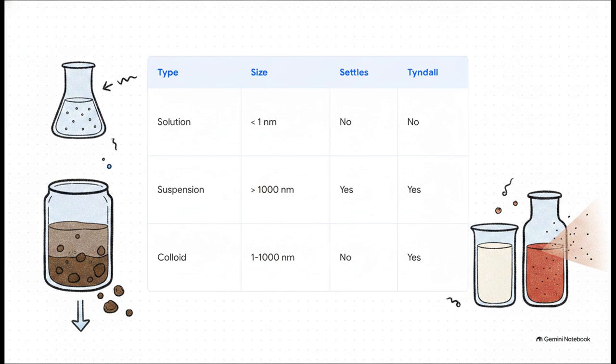But right in the fascinating middle, in that Goldilocks zone, we have colloids. Think of stuff like blood or milk. Their particles sit right between 1 and 1,000 nanometers. They don't settle out, but they are just big enough to cause that brilliant Tyndall effect we just talked about.